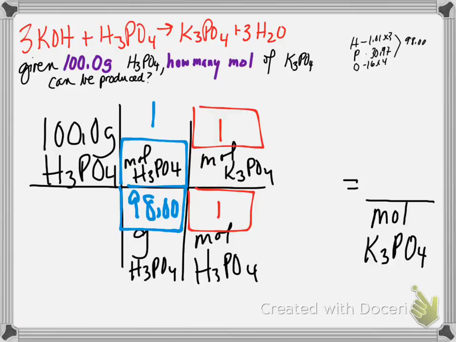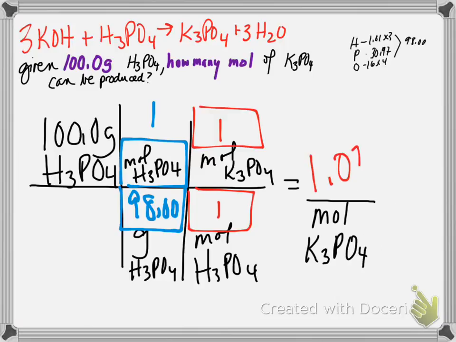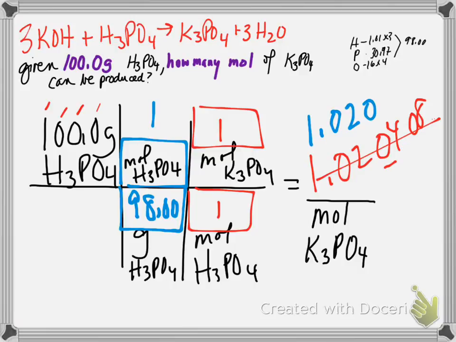So how many moles of potassium phosphate are we going to make? Well, multiply everything across the top, you get 100, multiply everything across the bottom, you get 98. We're going to make 1.020408, blah, blah, blah, moles of potassium phosphate. How many sig figs do we have? 4. 1, 2, 3, 4, all significant. So we're going out to here, and that 4 does not round up. So what we end up with for our final sig figs answer, 1.020 moles of potassium phosphate.